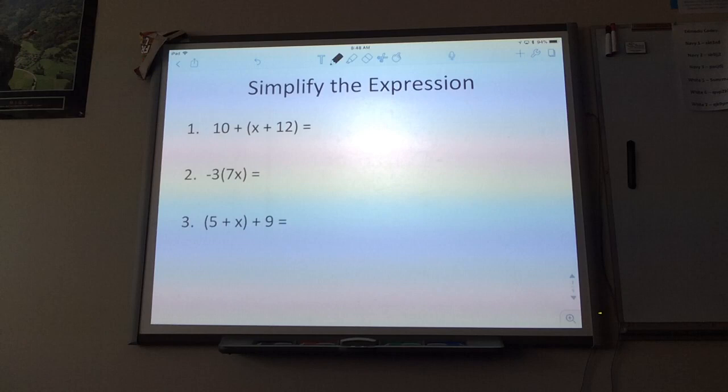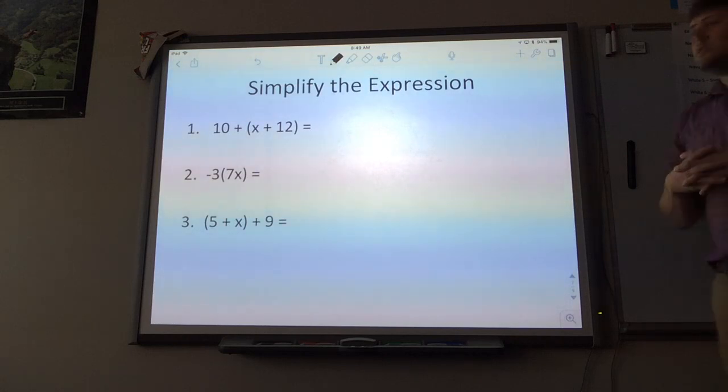So we want to use the associative and commutative property. So we want to move and regroup in order to simplify. Simplify meaning combine what we're allowed to combine. So how we do that is we get all the numbers next to each other.